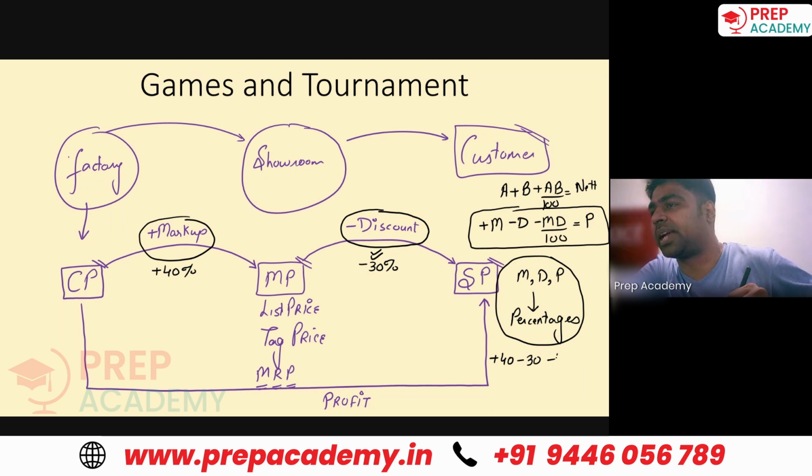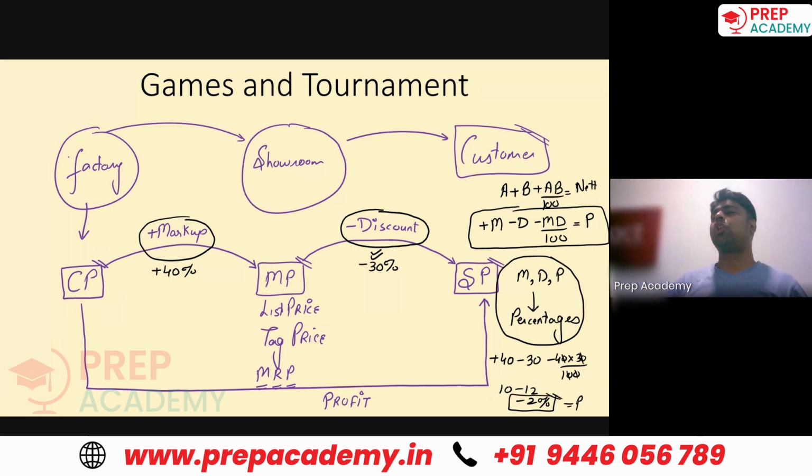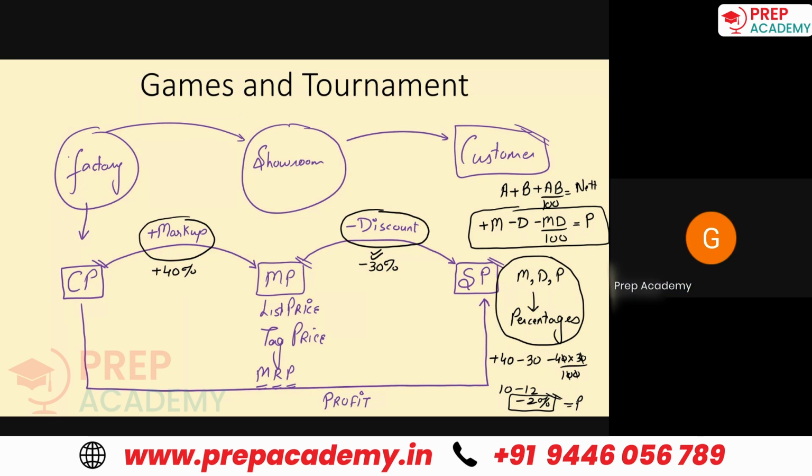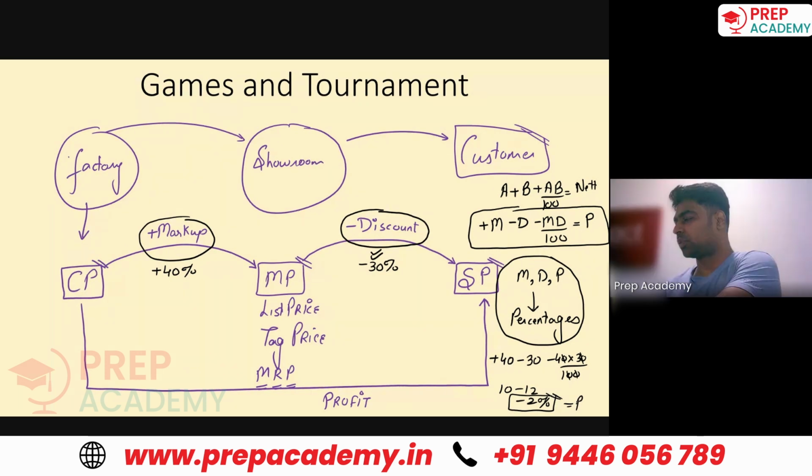Plus 40 minus 30, minus 40 into 30 upon 100. So 40 minus 30 is 10, minus 12, that would be minus 2%. So that would be the net loss percentage. A negative profit is called loss. Got it, sir. Any doubt? No, sir. Clear. Perfect. So this is an application of the whole scenario.